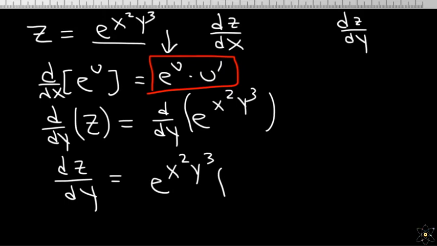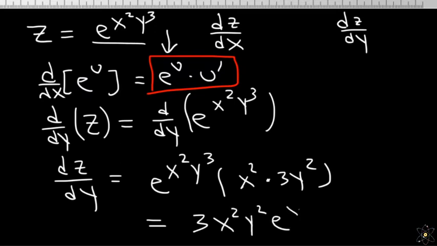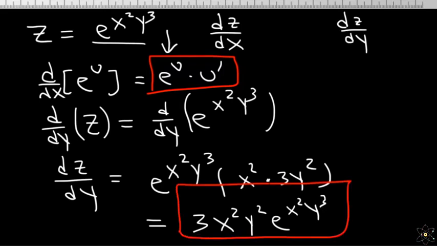So we're going to treat x squared as a constant. So we're going to rewrite it and multiply by the derivative of y cubed, which is 3y squared. So the answer is 3x squared y squared e to the x squared y cubed. So that's dz dy, which is the same as f sub y.